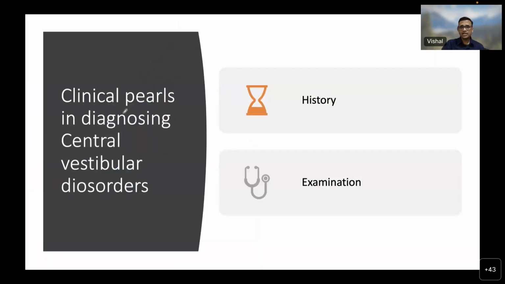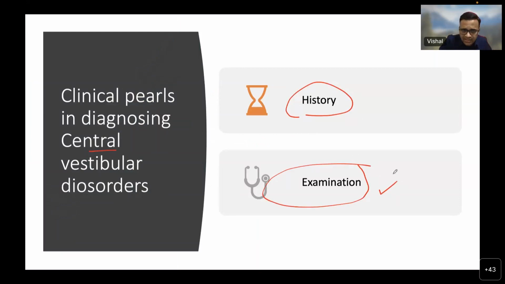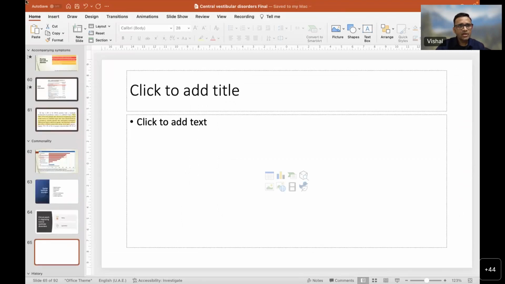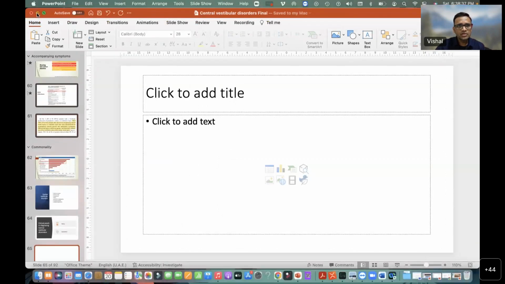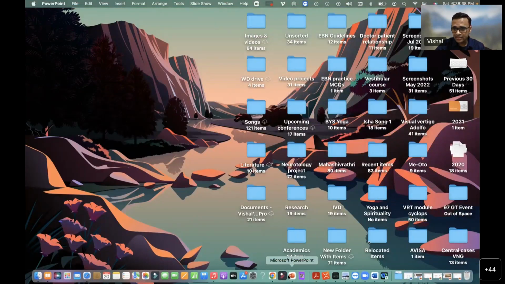Now coming to the clinical pearls in diagnosing central vestibular disorder based on the history and the examination. First I will go into the clinical pearls based on the examination, because the various signs seen are fascinating. Of course, there are certain historical points which are important. First I will show you cases of various central signs which I have seen in my practice here.